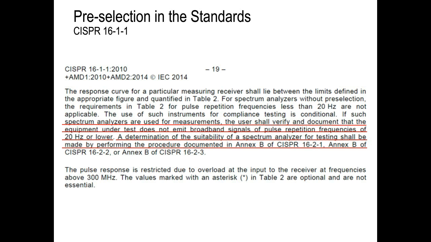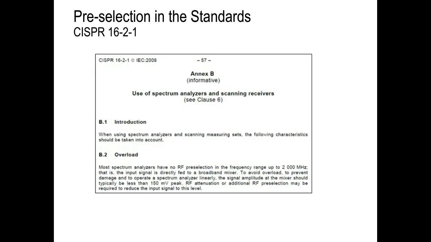So what does that say? What's the first consideration in that annex? The first one is overload. Most spectrum analyzers have no RF pre-selection in the frequency range. So what is the CISPR saying? It says if you have a measuring apparatus without pre-selection, you have to do certain things to make sure that you are fully compliant to the standard. So the standards body realizes the need for pre-selection to make accurate measurements, and it's covered in the A&D community and commercial community. Okay, enough of the standards.